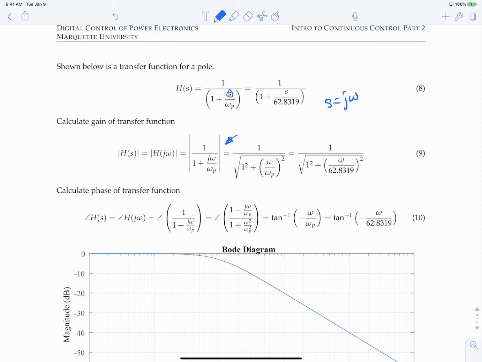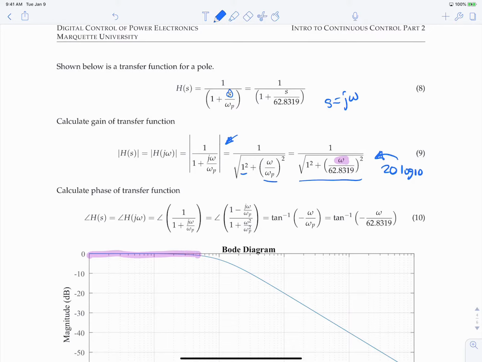Now up top the gain is 1 because it's a constant. In the bottom we have a real and imaginary part, so we can take the square of both of them and the square root, and we'll get the magnitude, and we'll end up with this. If we take the 20 log 10 of this result, we get the gain in dB. The one thing to note here is that when omega is really small relative to 62.83, this number is essentially 0, which means the gain here is 1, and if you take 20 log 10 of 1, you get 0, and that is this region right here.